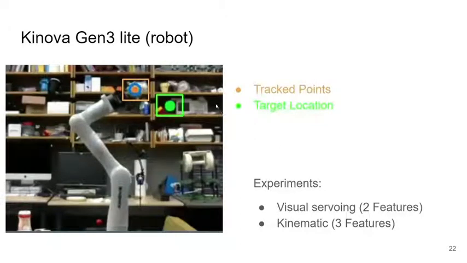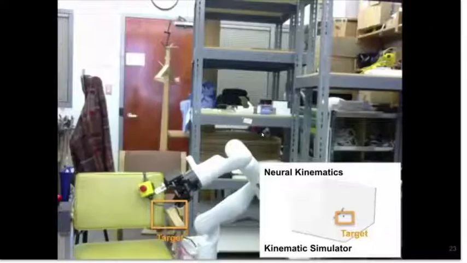So here's our Kinova Gen-3 light experiments, which included the visual servoing that's in this diagram, and also a kinematic setup where the features are similarly defined. It's 2 features because x, y plane of the image, and the kinematic 3 features, similar setup, x, y, z in the robot's coordinate space. And here we have the tracked point of what we are trying to match up with this target position.